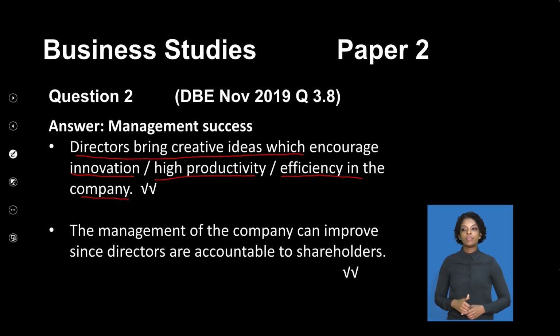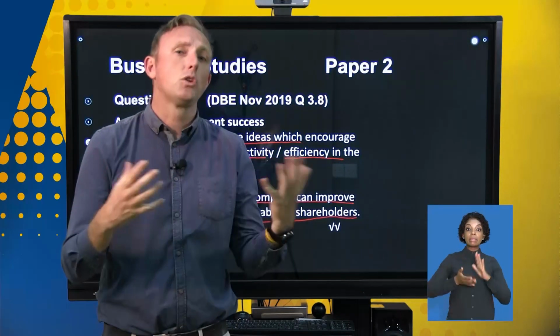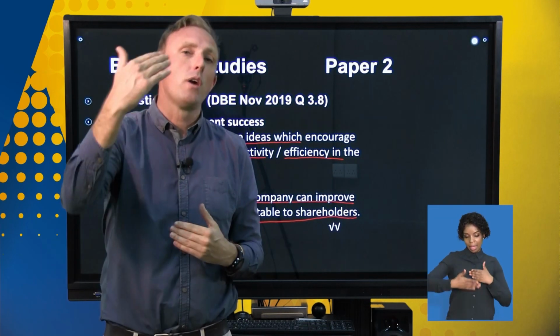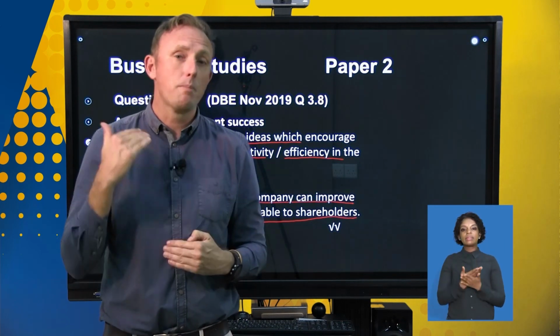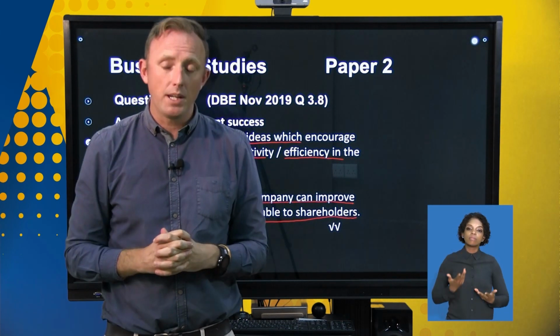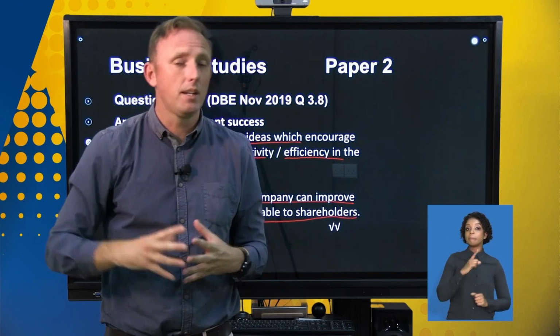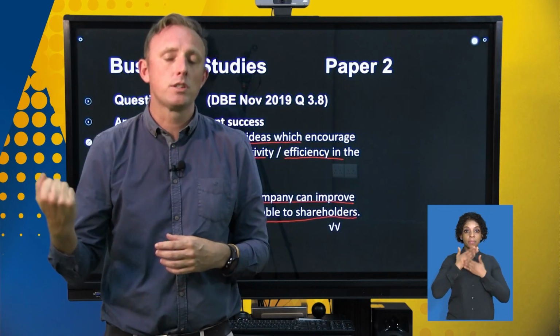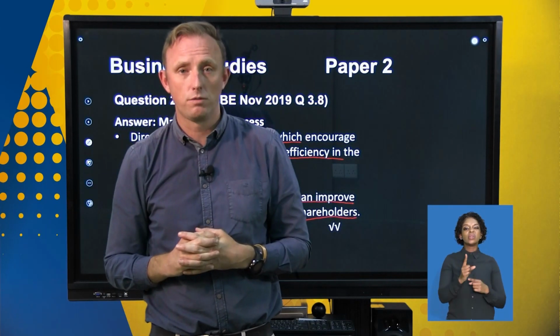If we look, the management of a company can improve since directors are accountable to shareholders. So if the directors of a company are not doing well for the company, at the annual general meeting, shareholders can vote to have those directors removed. So those directors are always going to be on their toes. They're going to have to make sure that they're doing what's best for the company and that the company is continuously going up, because if the company isn't going up, the shareholders can vote to have the directors removed from the company.